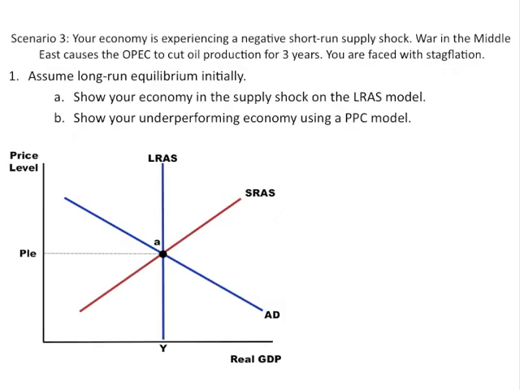Scenario number 3, our economy is going to experience a negative supply shock. Notice we're in long-run equilibrium initially, and then we experience this supply shock. Well, what causes supply shock? The supply shock was a result of turmoil in the Middle East, which causes OPEC to cut oil production.